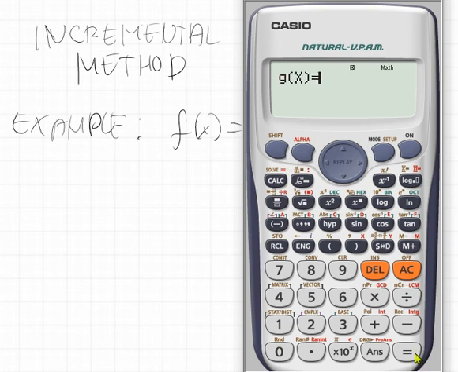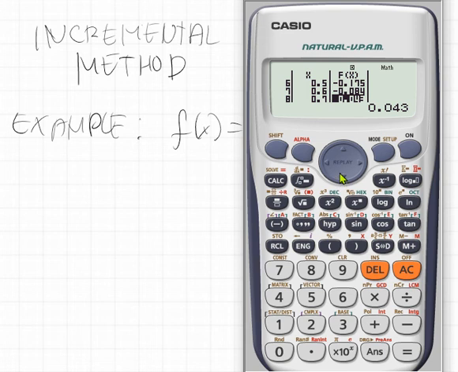So shift equals. We start at 0, still at 0. But this time, we know that it's between 0 and 1. Then, instead of 1, we can use 0.1. We decrease that increment. Then you press equals. Then find again where f of x changes sign. Here, negative, negative, negative, negative, negative, negative, then positive. So it's between 0.6 and 0.7.